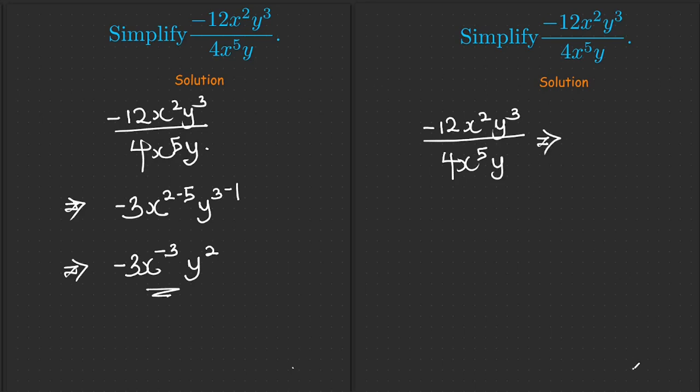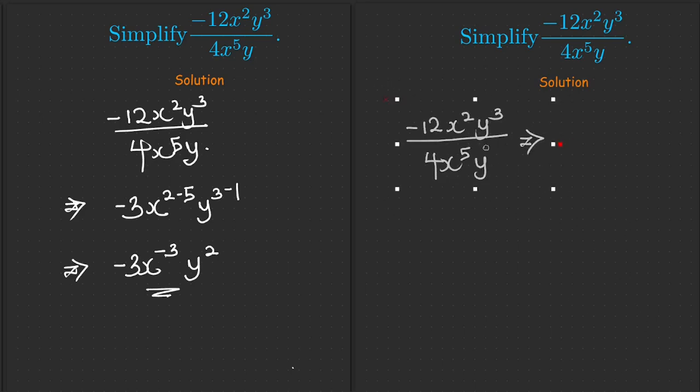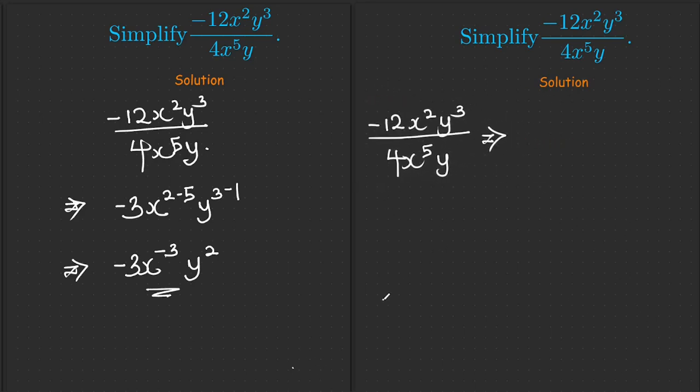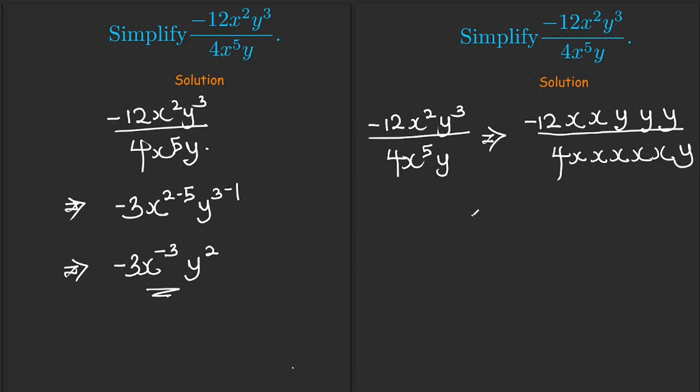Now take note of the multiplications we are going to do over here. So we just want to expand. We have our negative 12, then x squared simply means x multiplying x. Y cubed simply means y multiplying y and then multiplying y. That is 3 times. Then you have your 4. X to the power 5 has got 5 x's. 1, 2, 3, 4, and then 5. Then our last y, which is as you see over here.